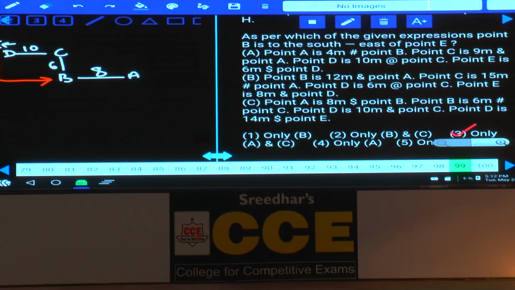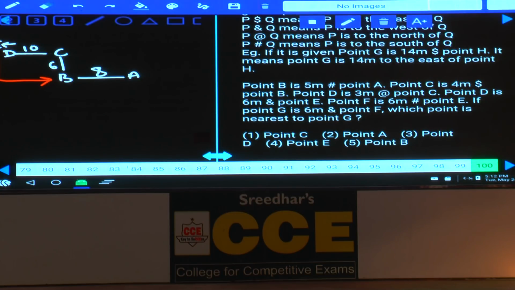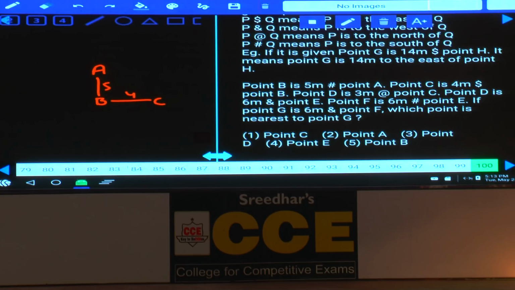Then question number 100. Now in this question number 100, point B is 5 meters to the south of A. A is here, and B is here, and B is 5 meters, and C is 4 meters to the east of B. And D is 3 meters to the north of C.